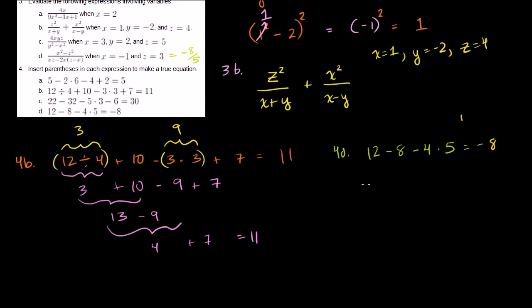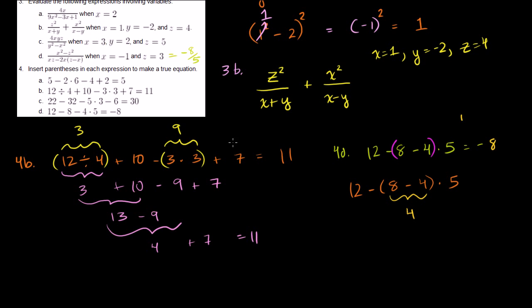So let's see how we can experiment with this. Let's try out a couple of situations. What if we did 12 minus 8 minus 4, and then multiply that times 5? Let's see what this gives us. I'm just experimenting with parentheses. So if you do 8 minus 4, that right there would be 4. And then 4 times 5 would be 20. And then 12 minus 20, yeah, that works. So let me confirm that. I'm going to put parentheses right there and right there.